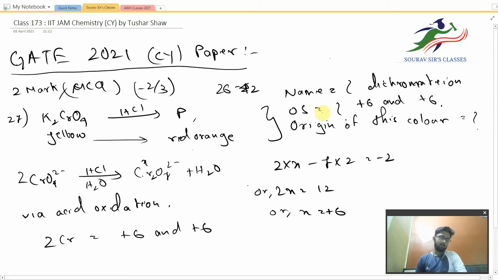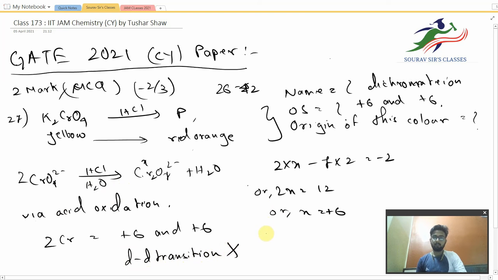Now the origin of this color is the charge transfer from the oxygen to the chromium species. This is basically an informative type question. You must know how this compound is formed and what the origin of its color is, from the notes which you study in your college. This has no d-d transition. One thing I would like to mention is that d-d transition is not possible over here.